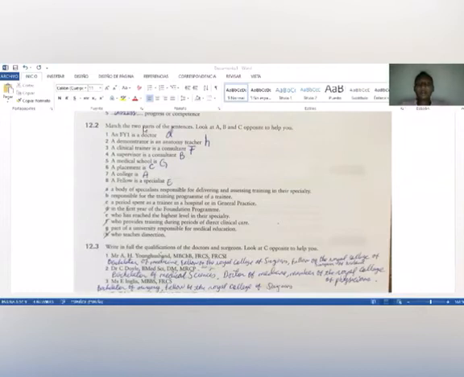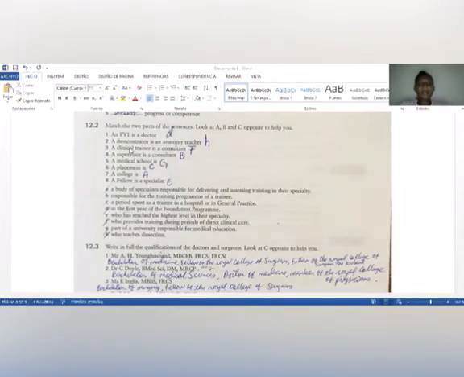Match the 2 parts of the sentence. Look at A, B, and C opposite to help you. Number 1, an FY1 is a doctor, letter D, in the first year of the foundation program. Number 2, a demonstrator is an anatomy teacher, letter H, who teaches this session.